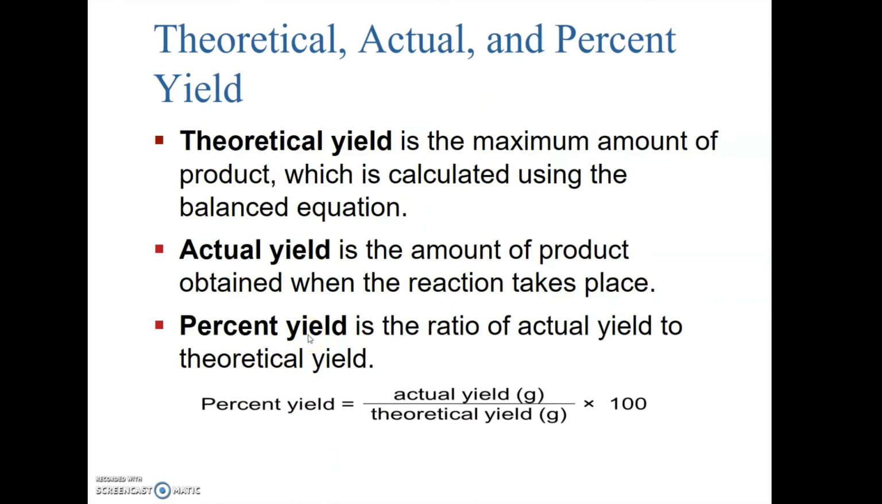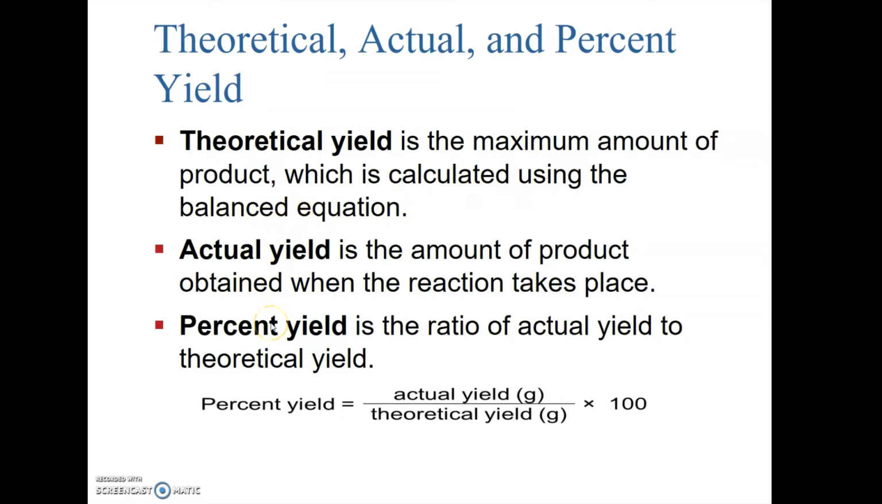When a chemical reaction is performed, the amount of product that is produced in an experiment is known as actual yield. Actual yield is the amount of product obtained when the reaction takes place. Theoretical yield is the maximum amount of a product which is calculated using the balanced equation.